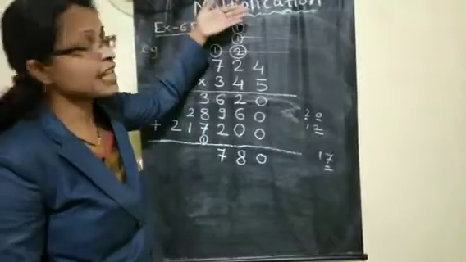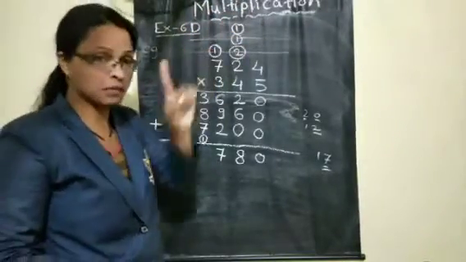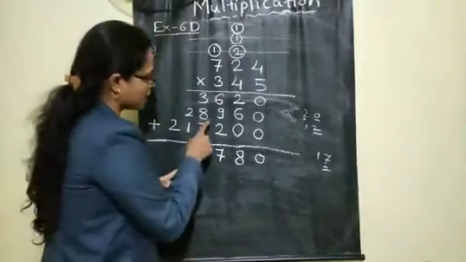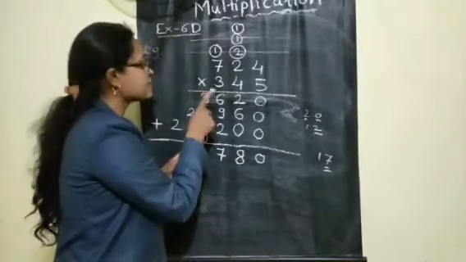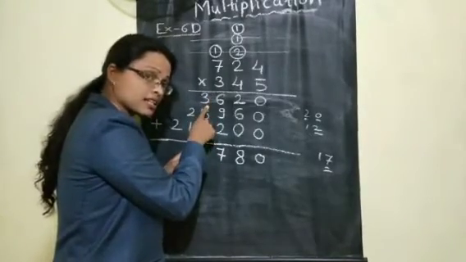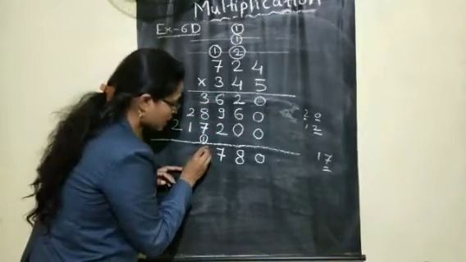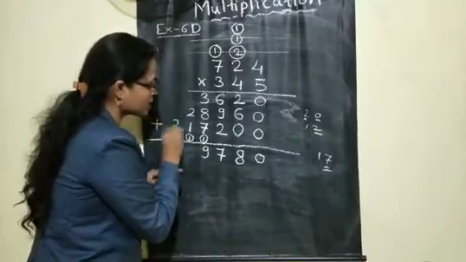Don't take that carry on the multiplication upside part. No, here only you are writing the multiplication carry. That is also very important. Now 7 plus 1, 8. 8 plus 8, 16. 16 plus 3, how much, children? 16 plus 3, 19. So 9 you are writing down and 1 will carry forward to the next place.